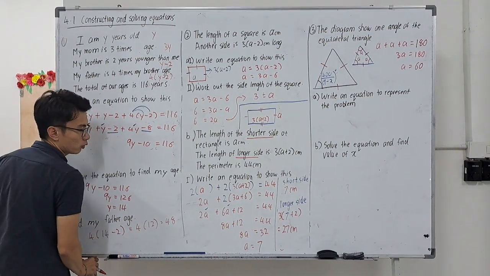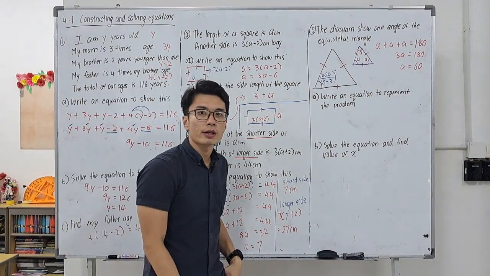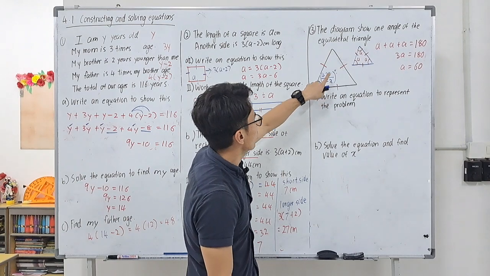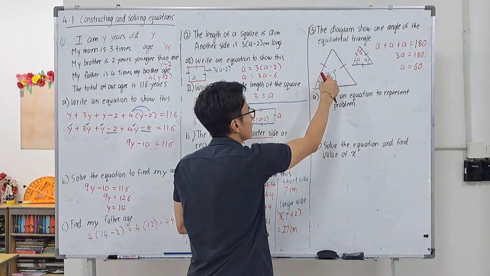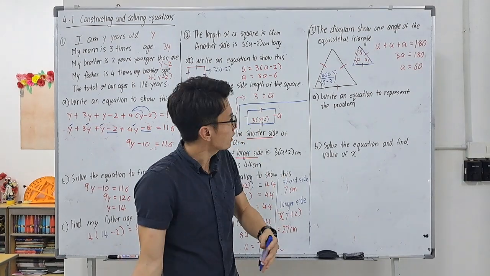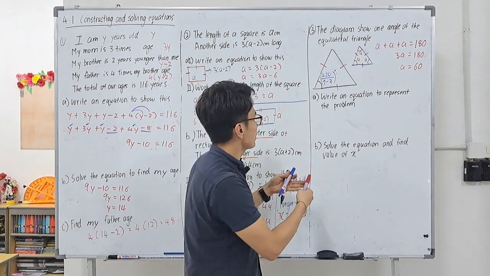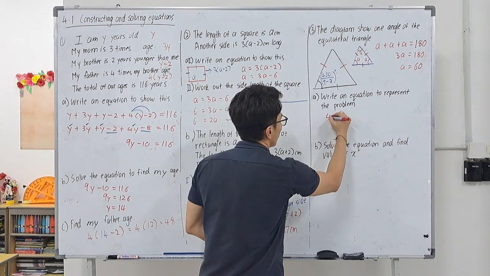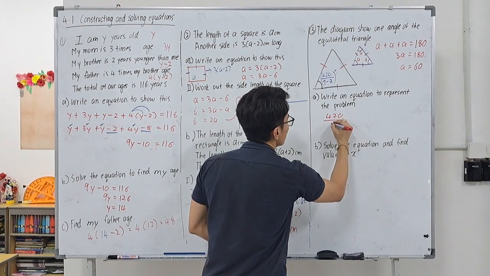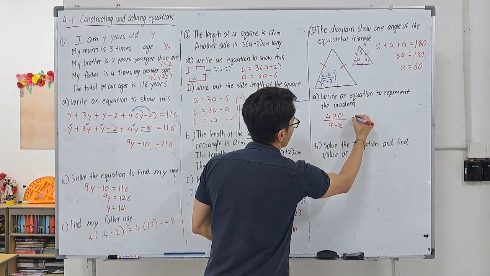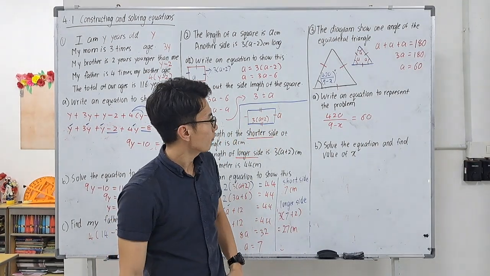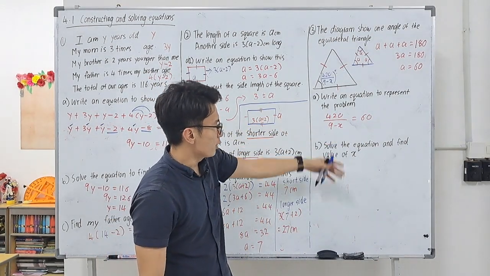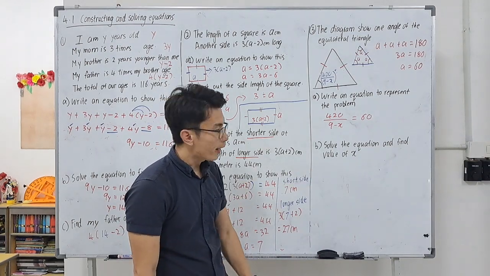So right now I can solve this, since I know in an equilateral triangle, each angle is 60 degrees. So this expression here is actually equal to 60. So write an equation to represent this problem. That's going to be 420 over 9 minus x, equals 60. That's the equation over here.